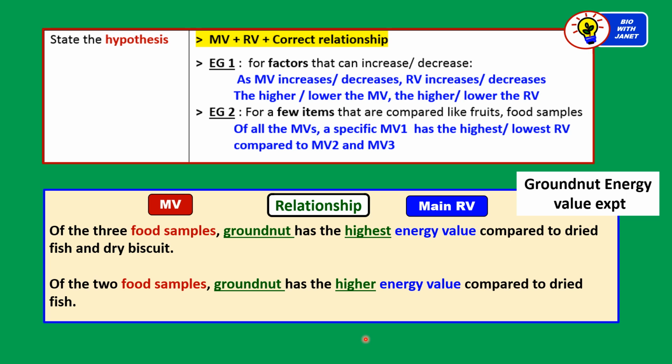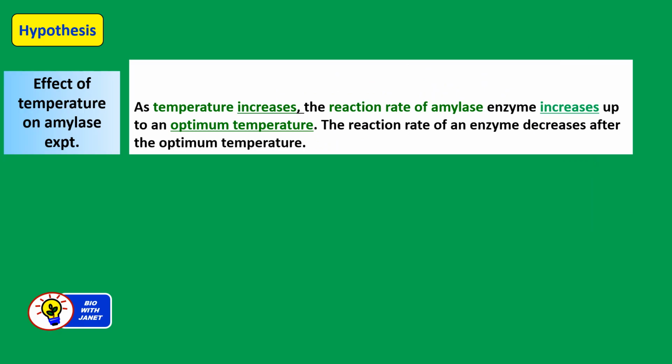But if there are only two food samples, then you have to change the English a bit, all right? You cannot say groundnut has the highest energy value, just that of the two food samples, groundnut has the higher energy value, because only two food samples are compared, okay? So compared to maybe dried fish or biscuit or bread or something, right? Now, this is the other format that we discussed earlier.